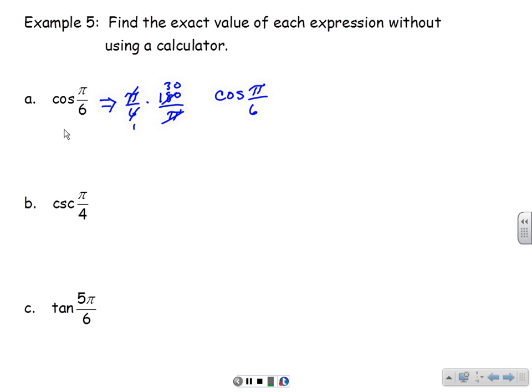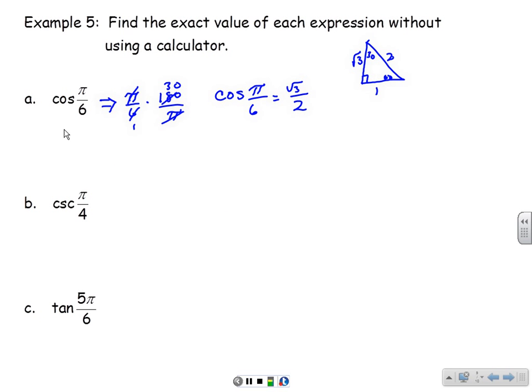And again, if we draw our 30, 60, 90 here, we have 1, 2, radical 3. Cosine is adjacent over hypotenuse, and so we're going to get radical 3 over 2. Again, be careful with the quadrants because you know the signs of the quadrants now.